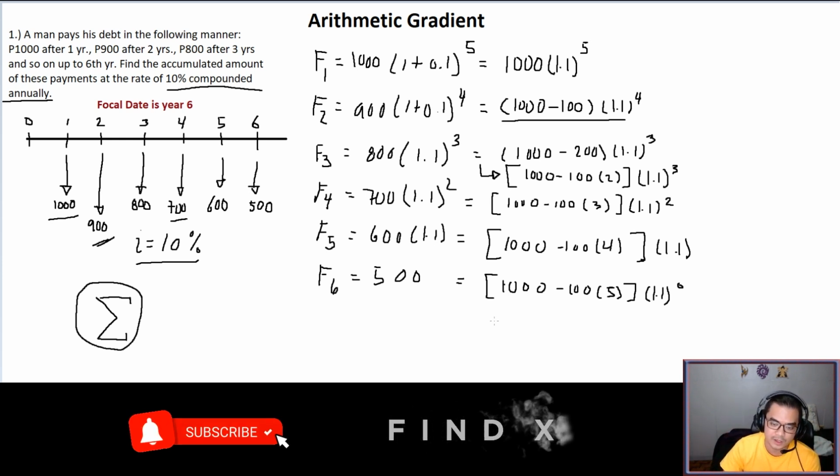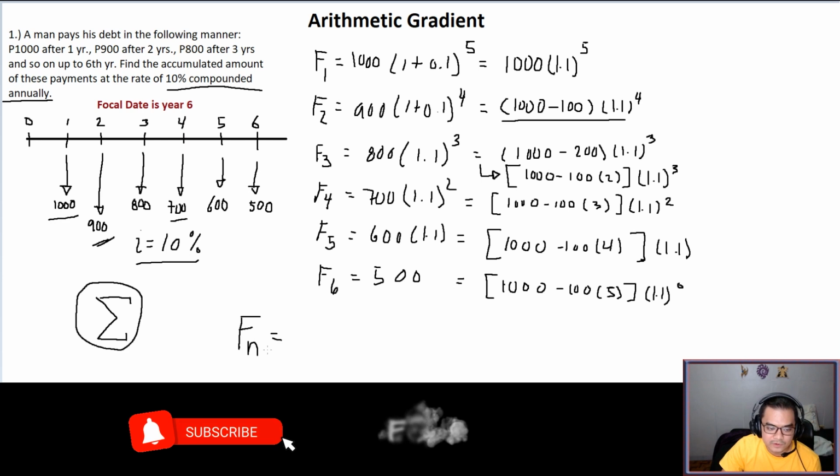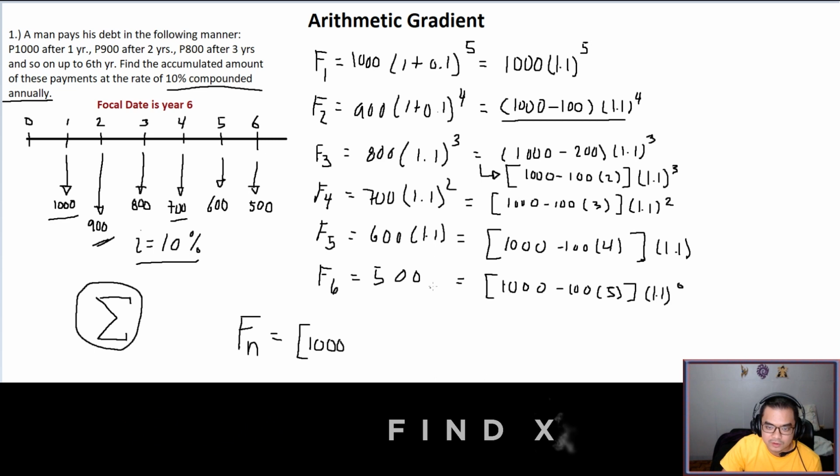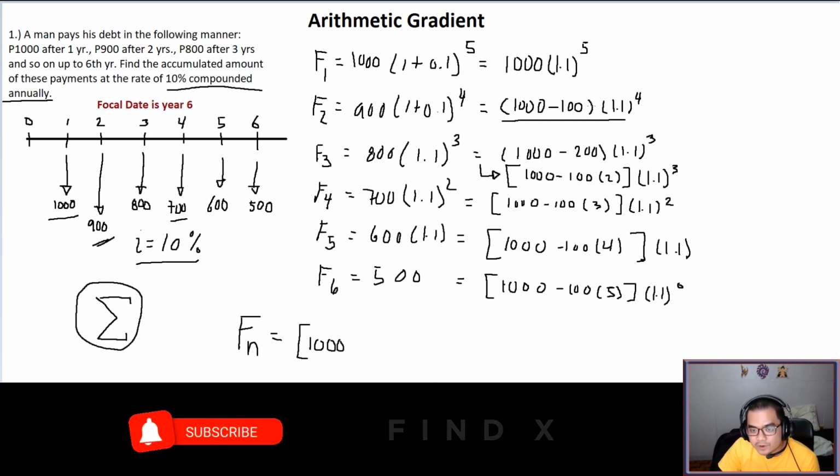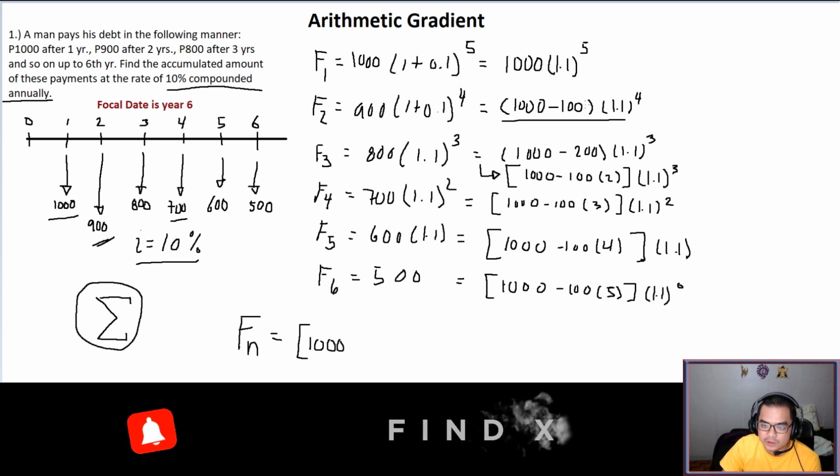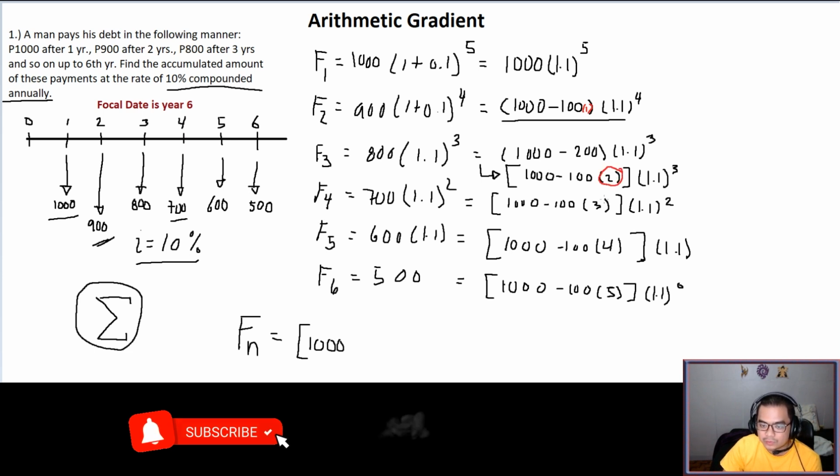Now, deriving the general formula, as you can see, we have F1, F2, F3 up to F6. I will say that this is Fn. Whatever the value of n, you'll have here 1000. That's a constant, right? They all have 1000. As you can see, originally we have here 1, and then this is 2, this is 3, this is 4, and this is 5.